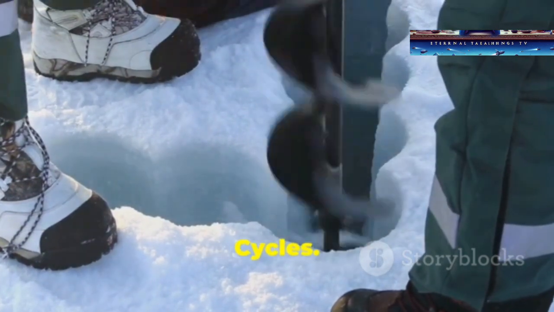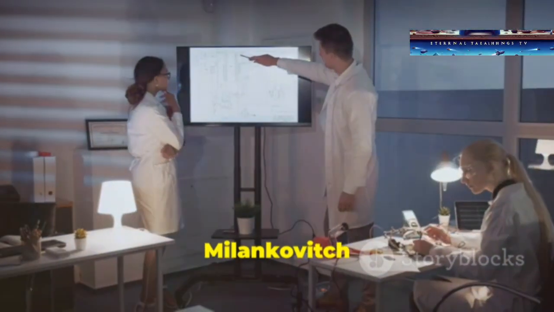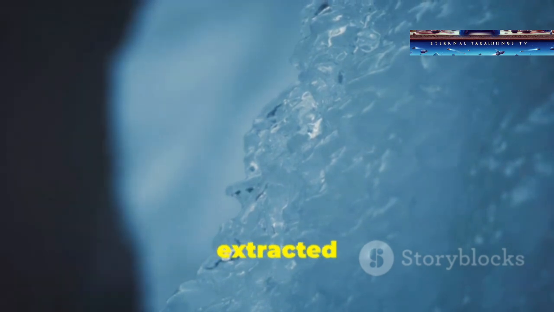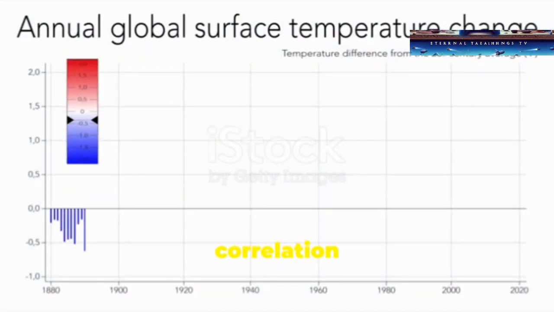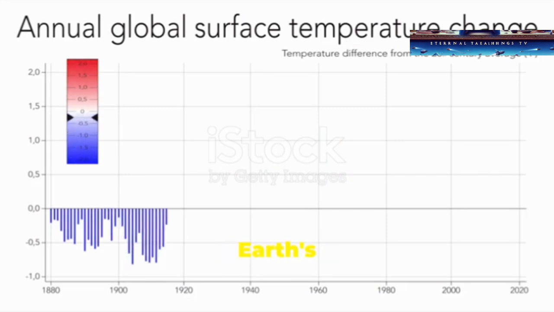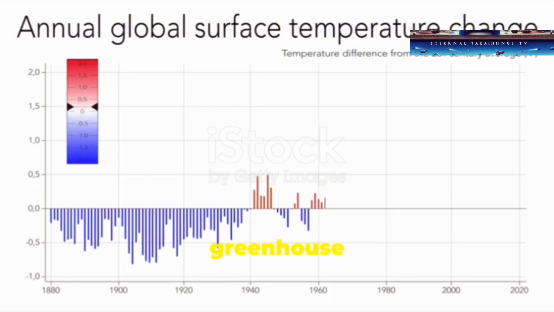Evidence for Milankovitch cycles. The evidence for Milankovitch cycles comes from various sources, including ice core records. Ice cores extracted from glaciers and ice sheets provide a detailed record of past climate conditions. These records show a clear correlation between variations in Earth's orbital parameters and changes in temperature, greenhouse gas concentrations, and ice volume.